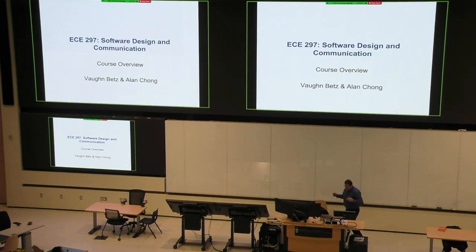Welcome to ECE 297, Software Design and Communication, which we think will be quite exciting for you. Design is very important, communication is very important, software is very important. So we really have three levels of importance in this course. And again, we're really looking forward to it.